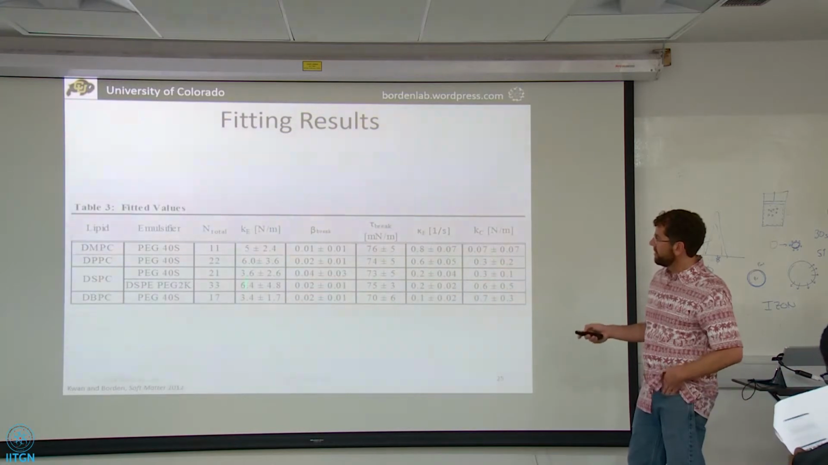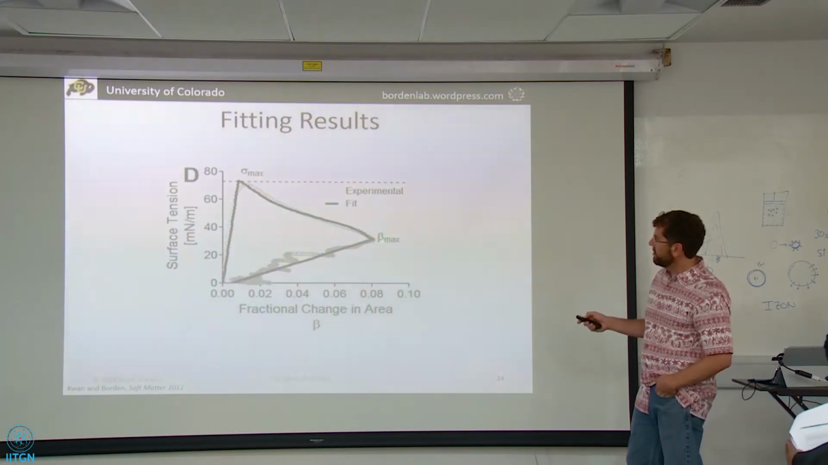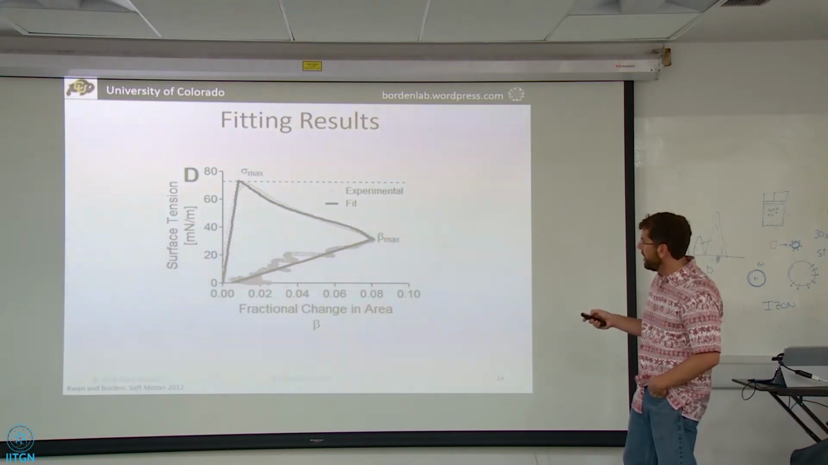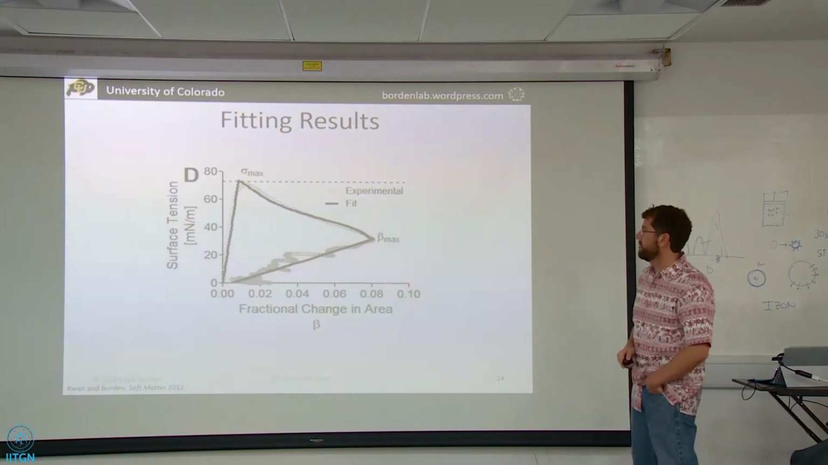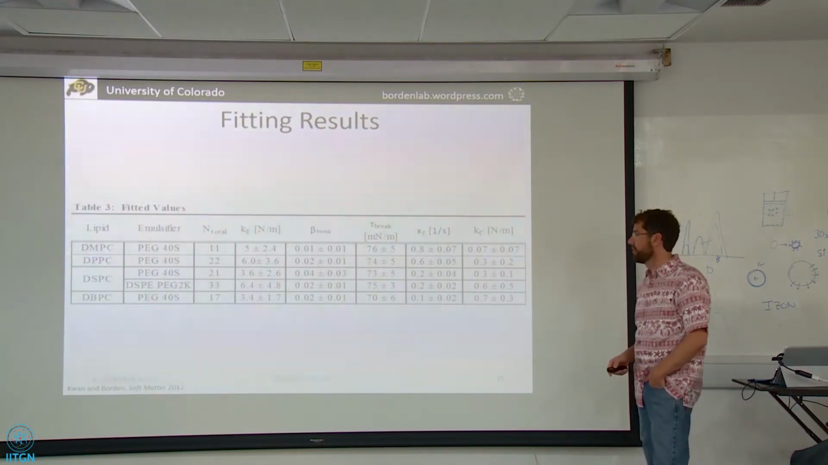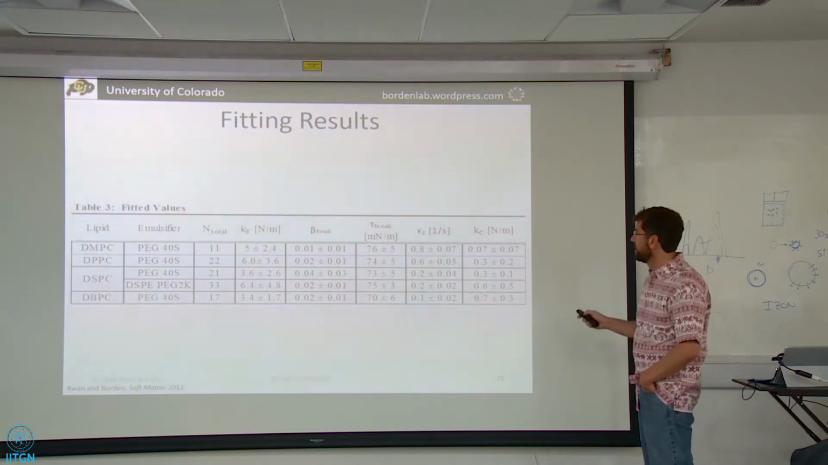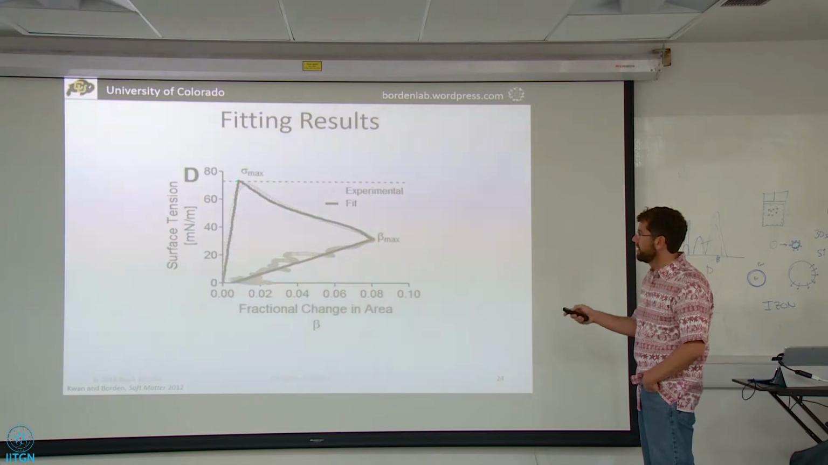So you can fit each part of this curve to models: a linear expansion, an exponential decay, and a linear decrease. And you can get these values. This is the area expansion modulus. This is the area compression modulus. This is the breakup tension, and this is the decay rate in this part, the decay rate.